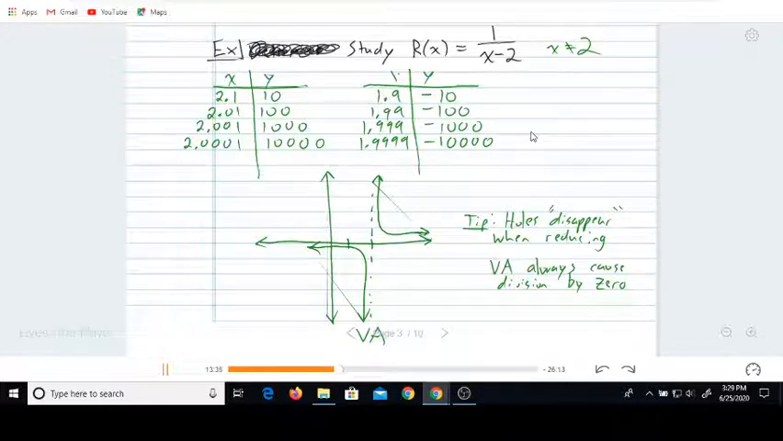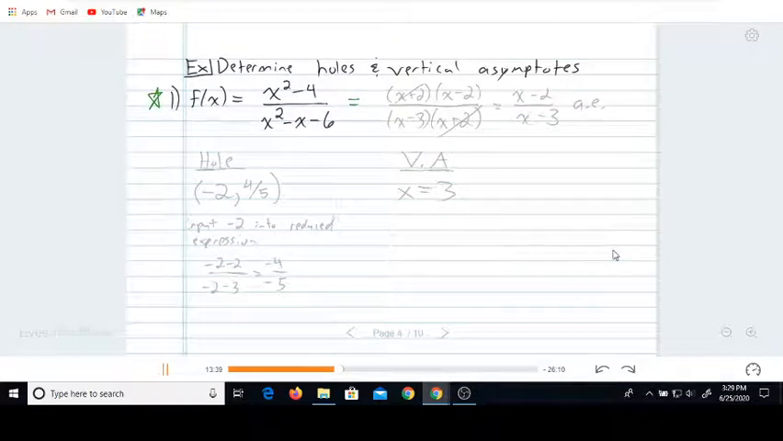So starting with example 1, we've got this function f. Let's go ahead and factor everything. So let's factor the numerator and factor the denominator. Now when we reduce, notice those factors cancel. We're left with x minus 2 over x minus 3. So we're going to have a hole at x value negative 2. Notice I cannot input negative 2 into the original function because it causes division by 0. It'll result in 0 divided by 0. But I can plug it into the simplified one.